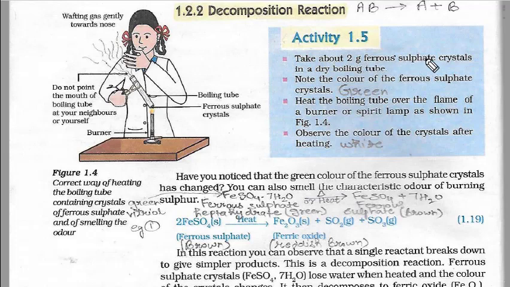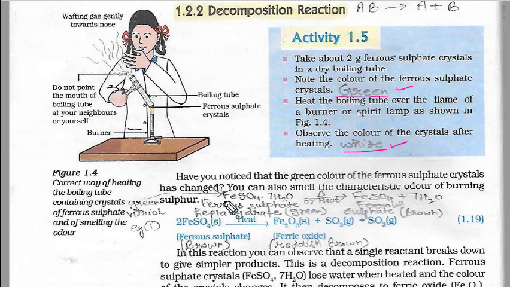Take about 2 gram of ferrous sulfate crystals in a dry boiling tube. Okay, you will take the ferrous sulfate crystals. They are also known as green vitriol. Note the color of the ferrous sulfate crystals. So they will be green in color. Clear? Heat the boiling tube over a flame of a burner or a spirit lamp as shown in the figure. Observe the color of the crystals after heating. It will become white. We started with green, but now it will become white.